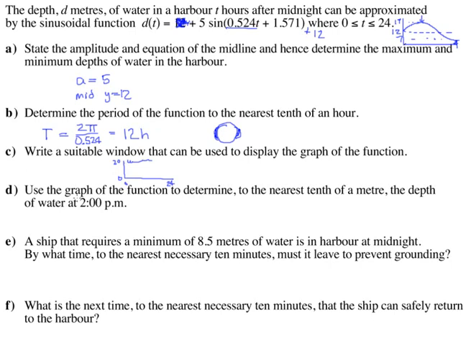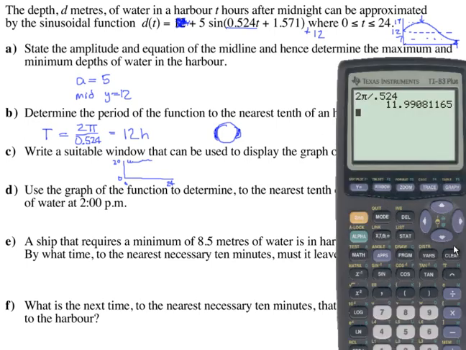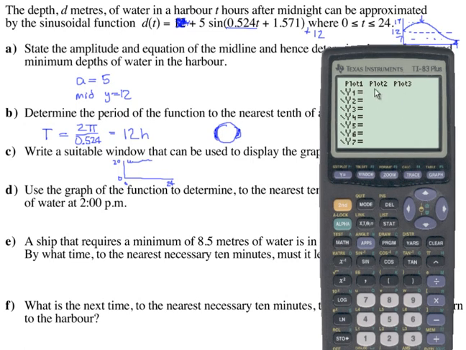Use the graph of the function to determine to the nearest tenth of a meter the depth of water at 2 p.m. Okay, I guess they expect us to graph this now, so let's get that happening. I'm going to put the 12 on the end because it bugs me that they wrote that out of order after we spent days and days showing you how to write these correctly. 5 sine 0.524x plus 1.571 plus 12.